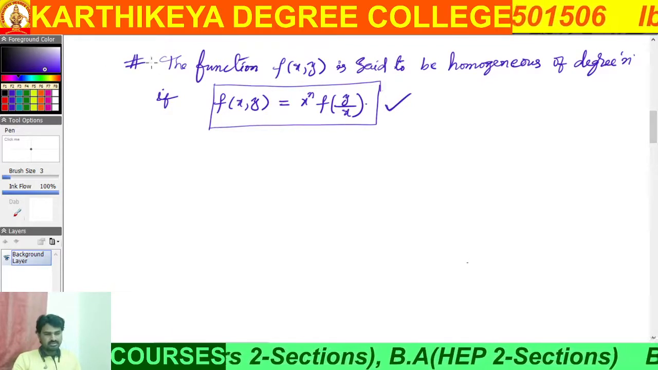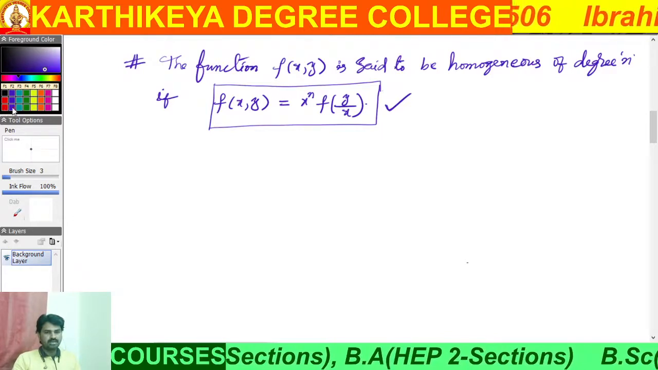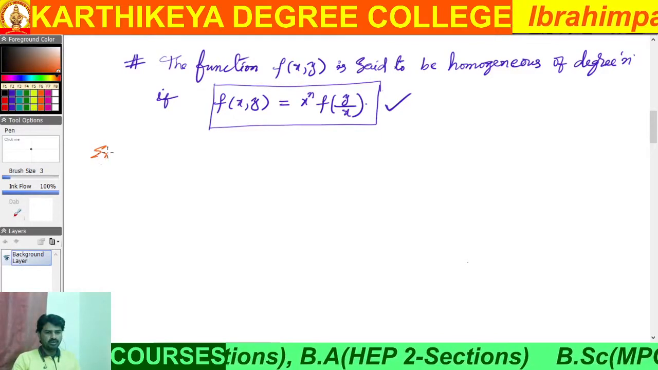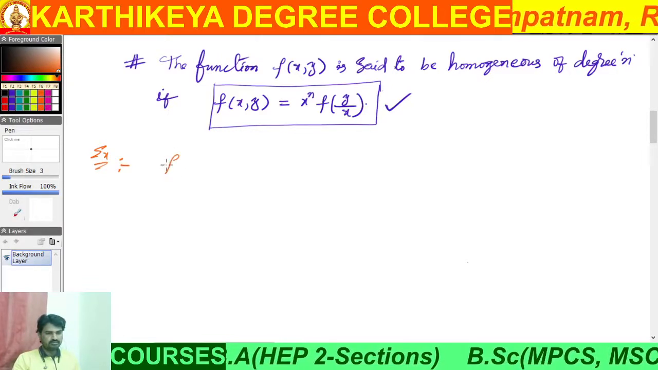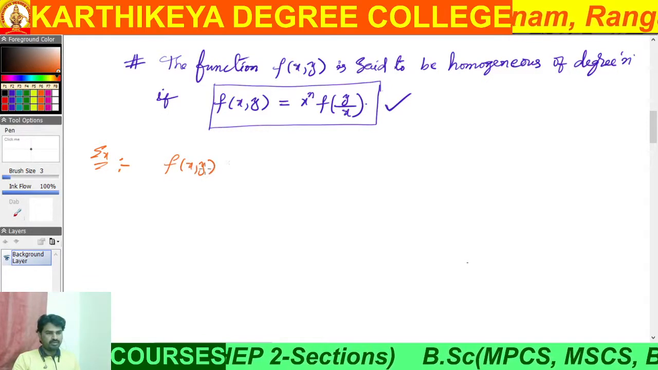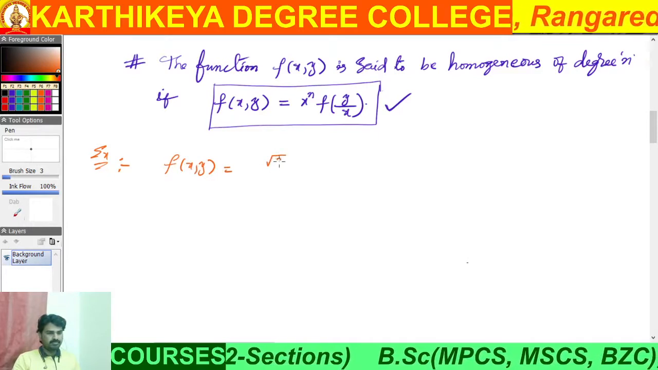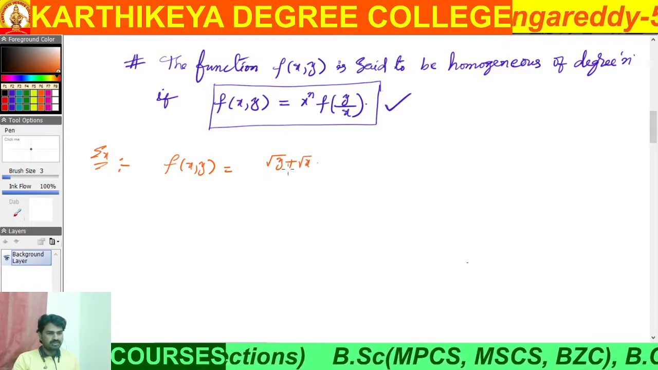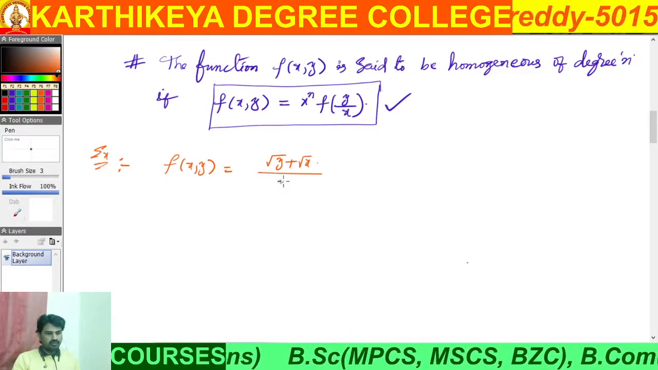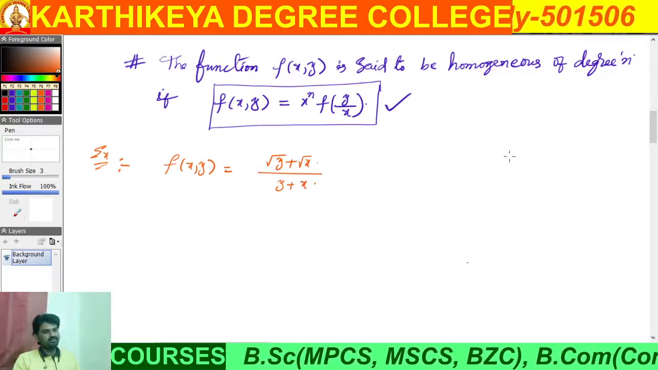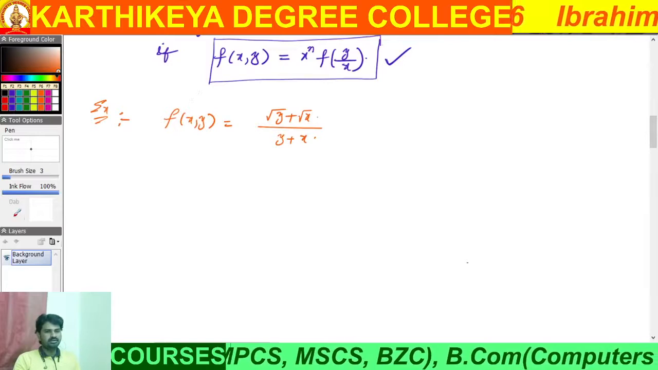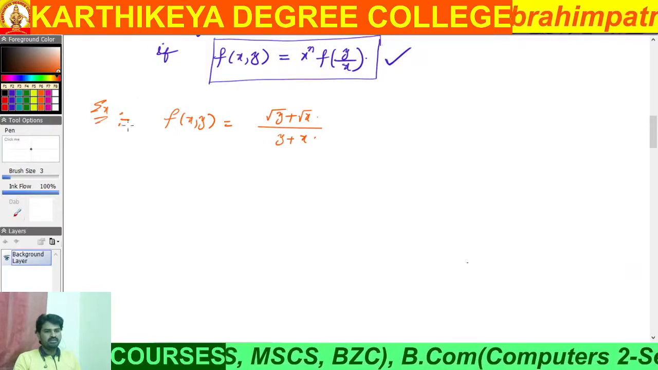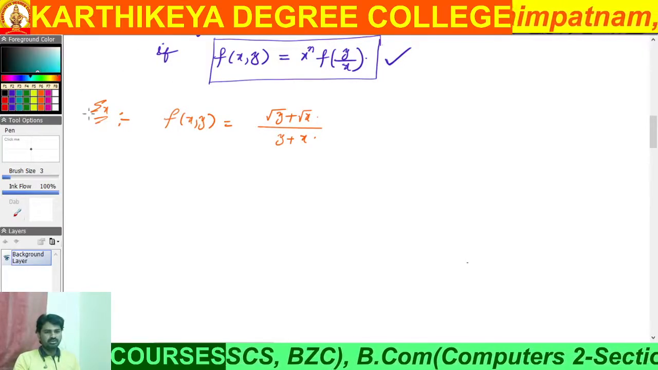Suppose, examples are, for example, here if you take a function f of x, y is equal to root y plus root x by y plus x. If you see here, now we are going to check whether it is a homogeneous function or not. Okay, for this one you have to do something here.